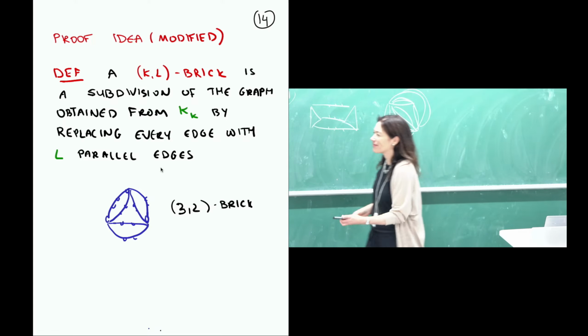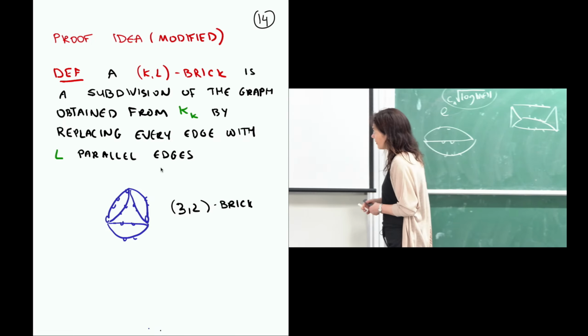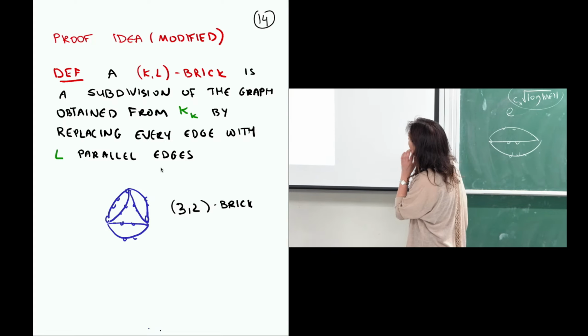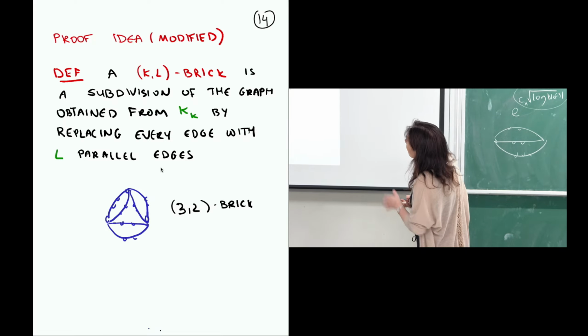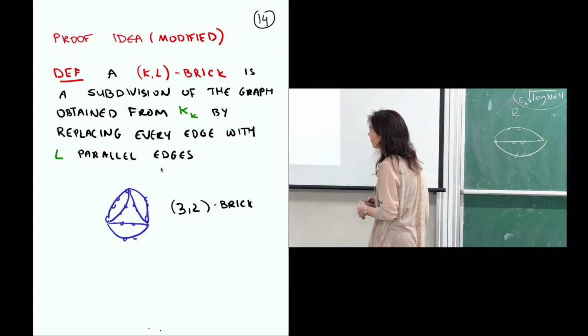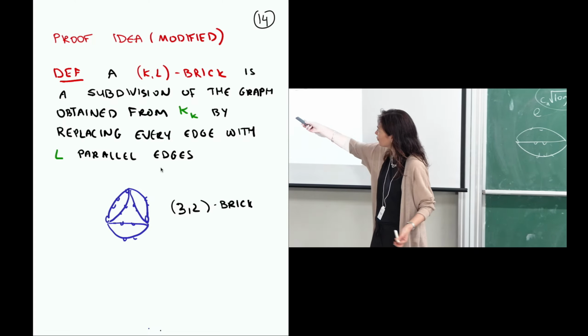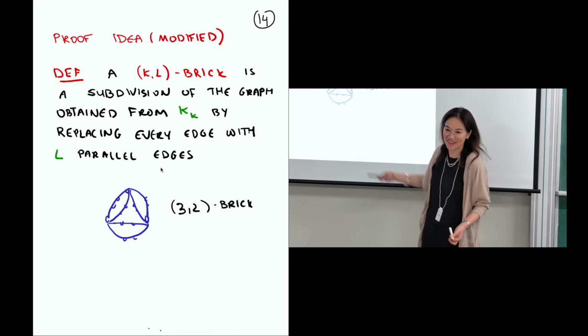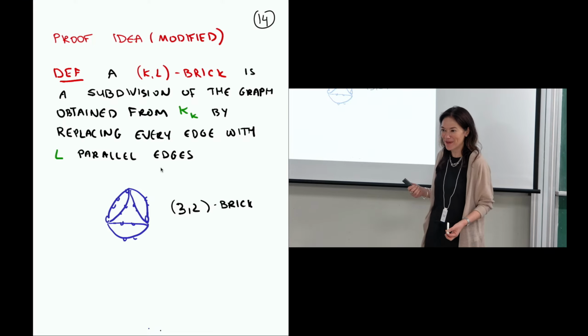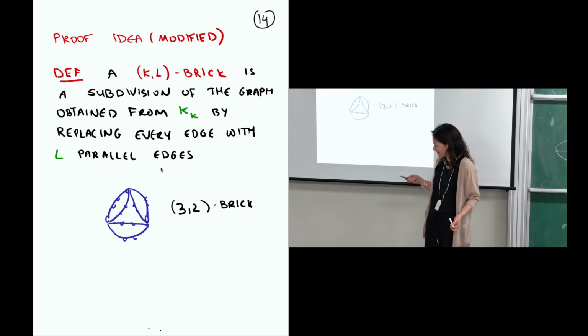Complete graph, and you replace every edge by L parallel edges. Oh, and then you take a subdivision. So for example, this is a 3-2 brick. I started with a triangle, I replaced every edge by 2 parallel edges and then I subdivided.